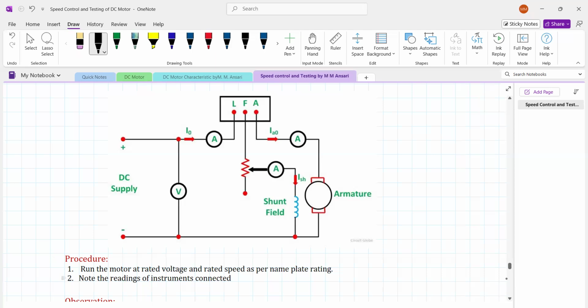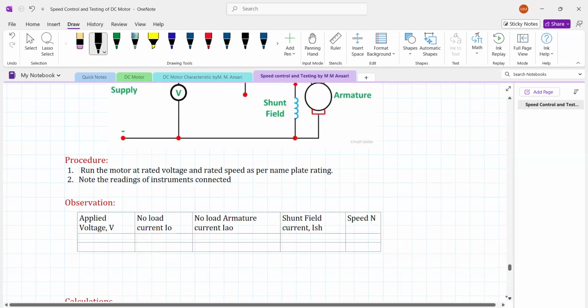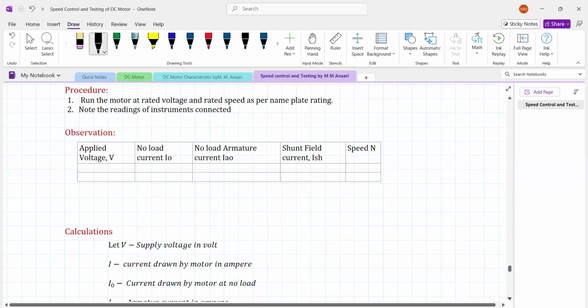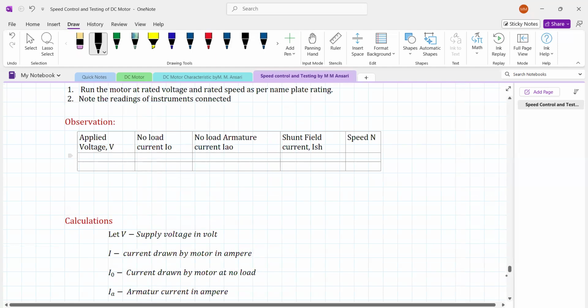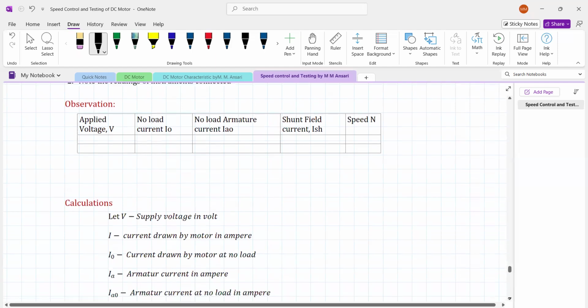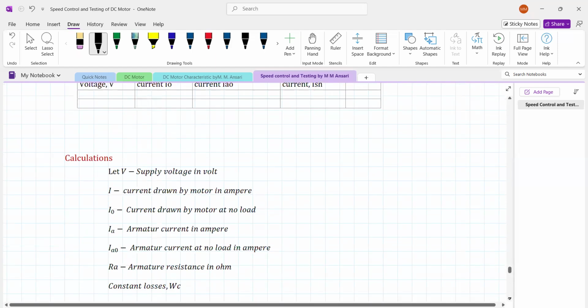Note the readings of the instruments connected: voltage, no load current, no load armature current, shunt field current, and speed. We will make a table with the supply voltage, applied voltage, no load current I0, no load armature current IA0, shunt field current, and the speed of the motor. Now we will start doing the calculation from the given data. It requires only one reading. Only the no load data is sufficient to calculate the efficiency at any desired percentage of load.